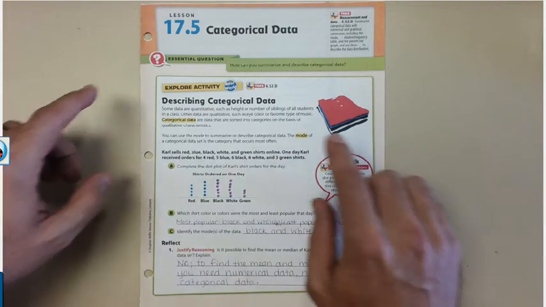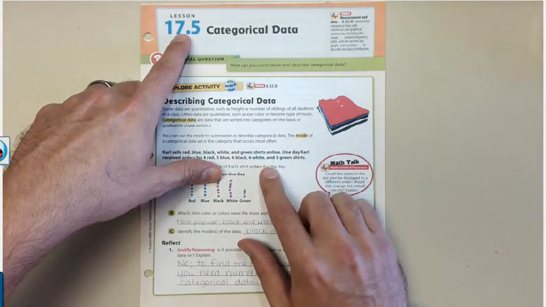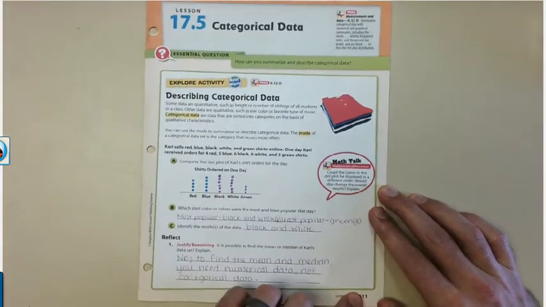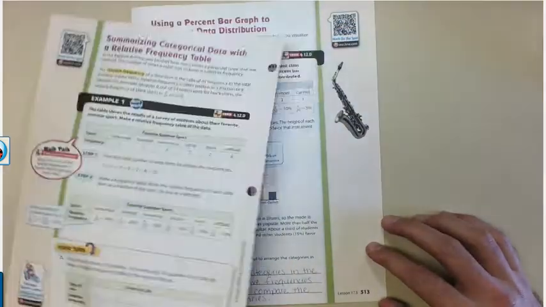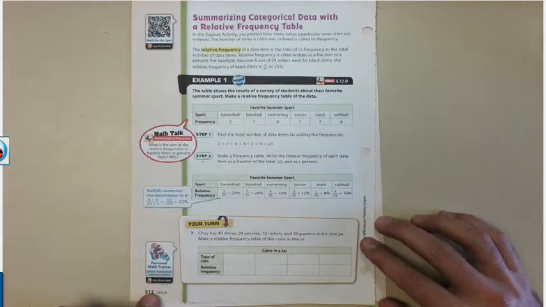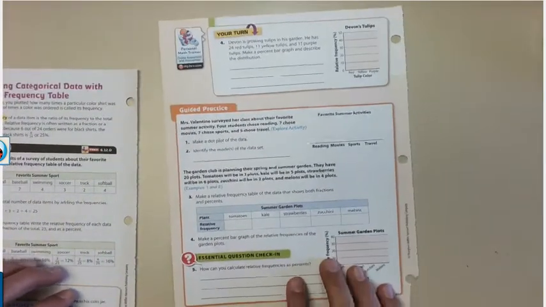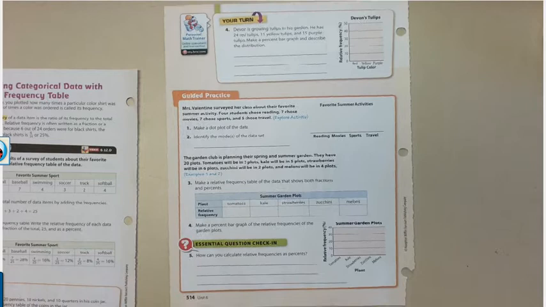Hello. We're going to be working on video 17.5. It's categorical data. This is page 511. We're going to go over 512. We're going to go over page 513. And then we're going to work through the guided practice on 514 together.